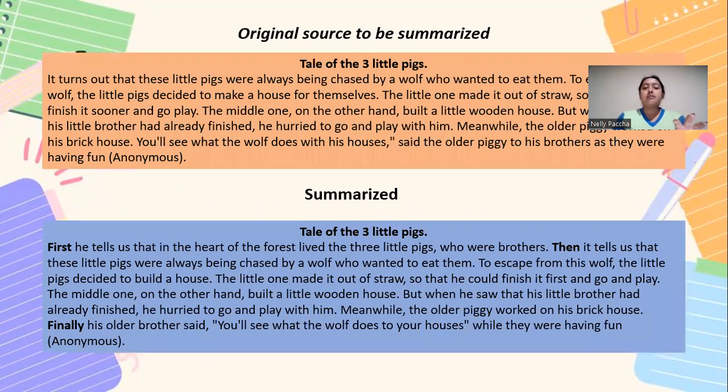In this slide, the original source to be summarized, the topic is the Tale of the Three Little Pigs. And we apply the strategies to the summaries. The Tale of the Three Little Pigs uses the words first, then, and finally. And this is the result for this strategy.